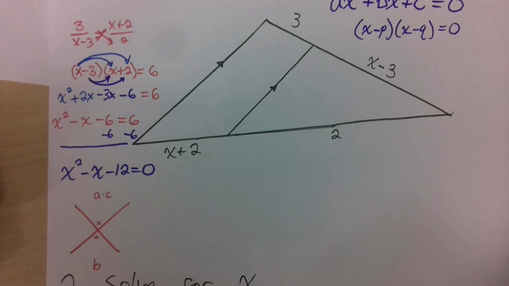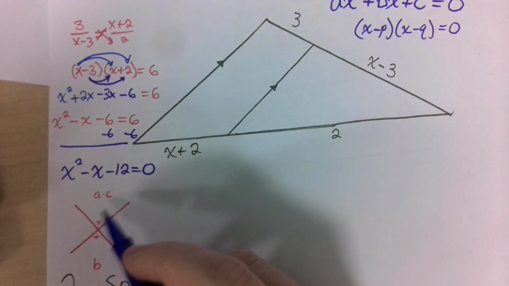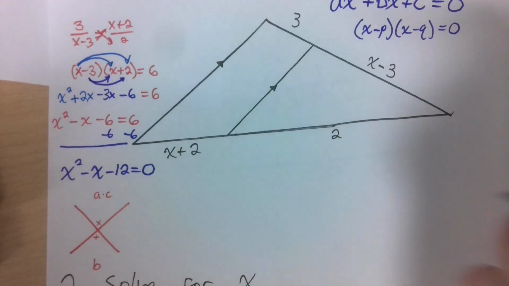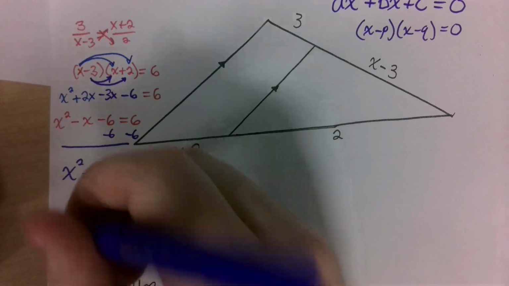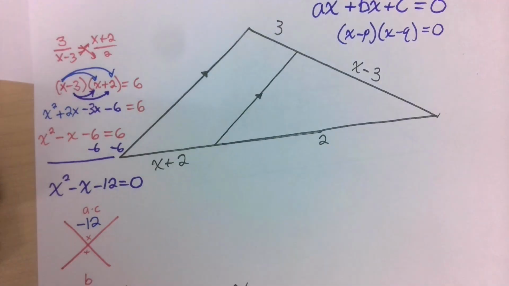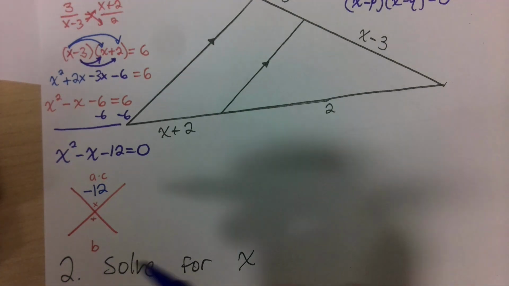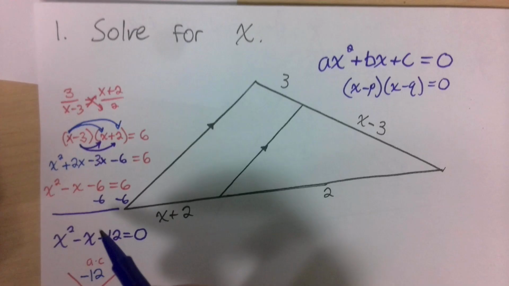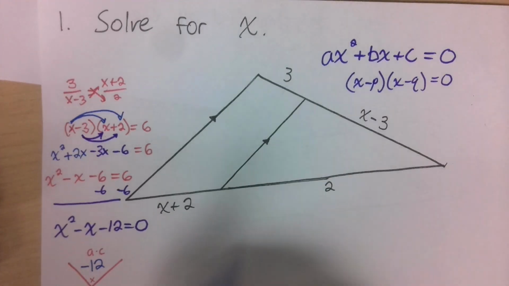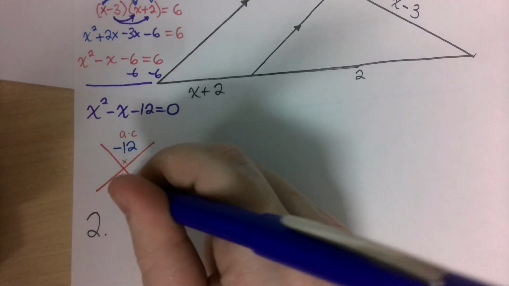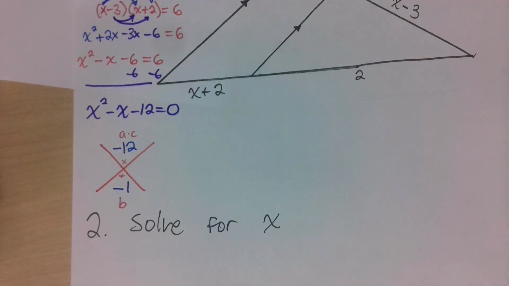Well, what's a times c? A times c in this problem, c is negative 12, and since we don't see a number in front of the x squared, we can assume that's 1. 1 times negative 12 is negative 12. What's the b value? Well, the b value is going to be whatever number is in front of your x term, just like it is up here. If we don't see a number, we just have a negative sign, that means the number is negative 1. So we're trying to think of two numbers that multiply to make negative 12 and add to make negative 1.